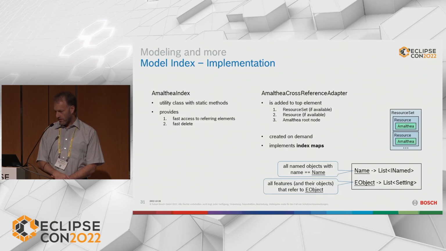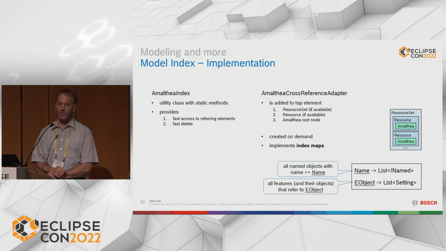In the end, we came up with an AMALTHEA index, with the help of Ed Merks, to be honest. This is a class that provides the helper methods. The idea is quite simple. It's built on demand. If we use this index the first time, we take the object that you want to have the references for. We try to get the top level element. So top level is the root of the object tree. Next possibility is the resource, and then the resource set that contains the resources. And we establish an adapter at that level.